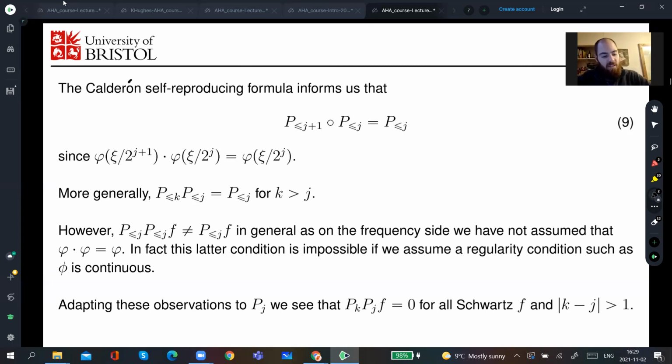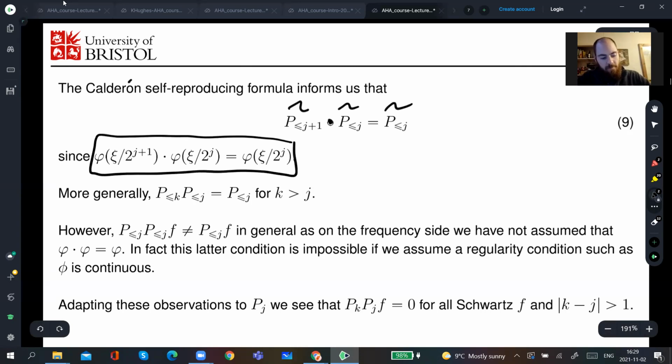All right, and that just follows because if I look at the Fourier transforms, this just turns into honest multiplication, and that is the multiplication of these functions right here. Now, since this buddy was 1 on the ball of radius 2 to the j plus 1, and this buddy is supported in the ball of radius 2 to the j plus 1, multiplying 1 by this doesn't change it at all. It just stays the same. So that's how we derive this identity. And you can see more generally, like I said, the smaller one always wins.